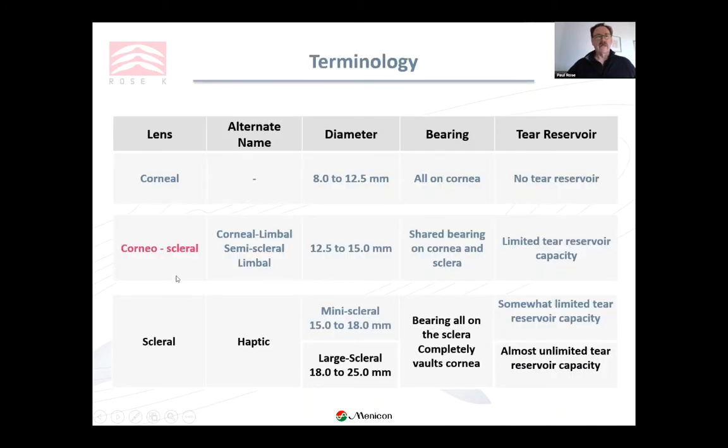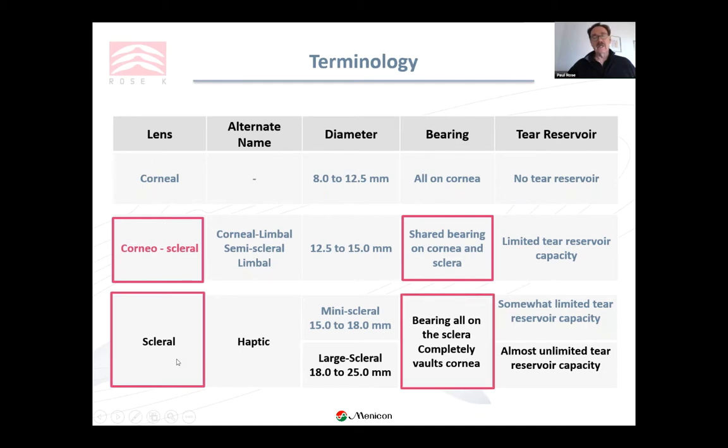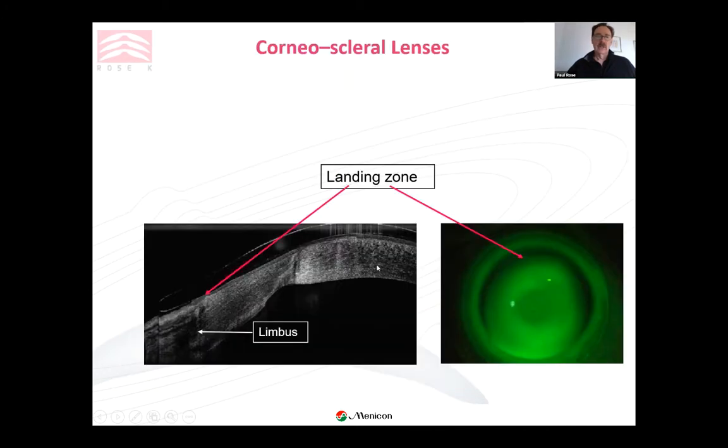Let's get our definitions right. Corneal scleral lenses have shared bearing on the cornea and sclera, but most of the bearing is on the cornea. They have limited tear reserve because you get some tear exchange, whereas scleral lenses have all their bearing on the sclera. They completely vault the cornea and have almost unlimited tear exchange depending on the diameter of the scleral lens.